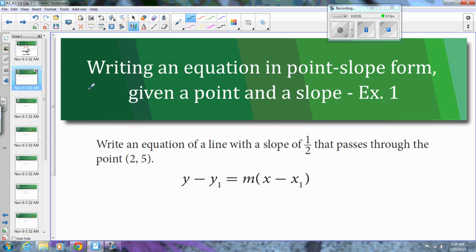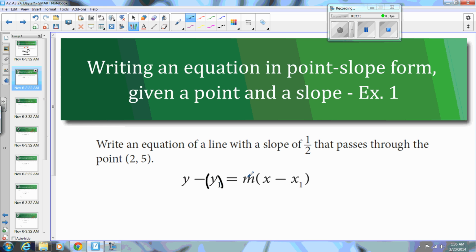Here we are writing an equation of a line with a slope of 1/2 that passes through the point 2, 5. So what am I literally doing? I'm literally substituting for y1, m, and x1, right, in this formula.